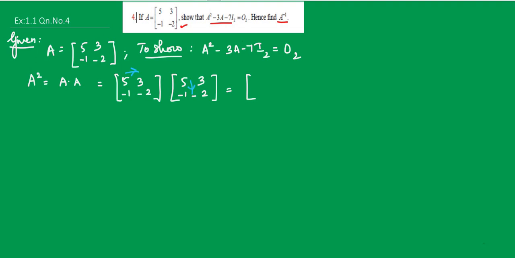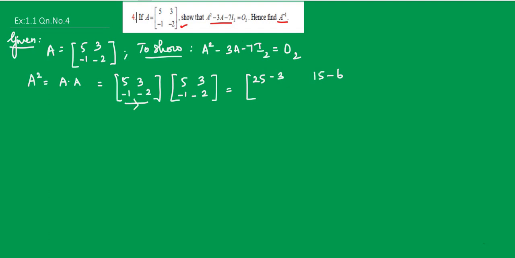So 5 into 5 gives us 25. 3 into minus 1 gives us minus 3. So we have multiplied the first row and first column. Next we are going to multiply first row, second column elements. So 5 into 3 gives us 15. Then 3 into minus 2 gives us minus 6. So we have completed the first row elements.